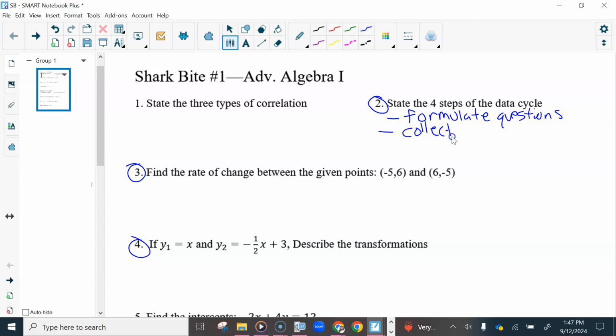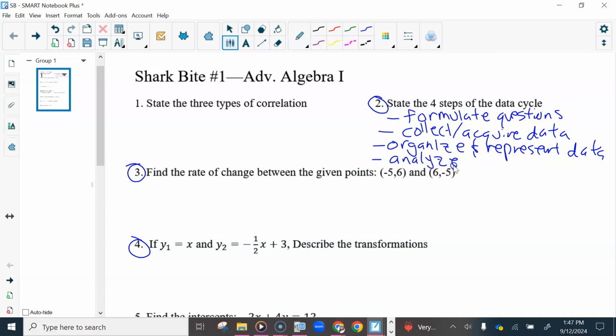Collect. Acquire. Organize and represent. And communicate results, but I'm not writing all that. And my handwriting is not great here. So formulate questions, collect and acquire data, organize and represent data, and analyze data for your 4 steps of your data cycle. Okay, so make sure you have all 4 of those.